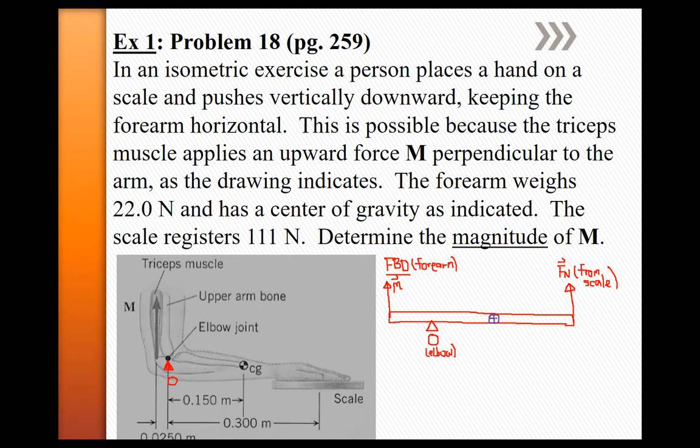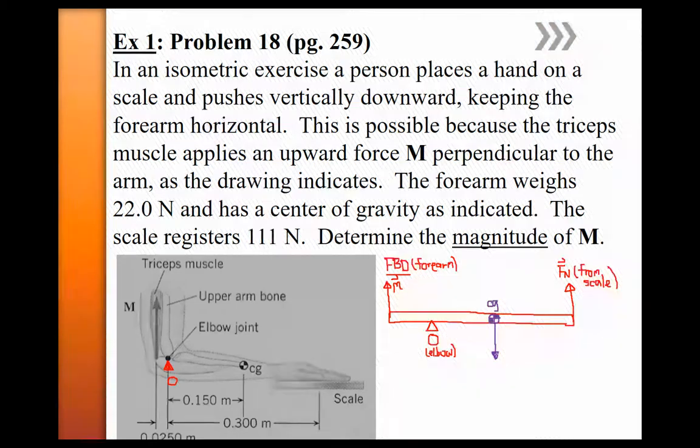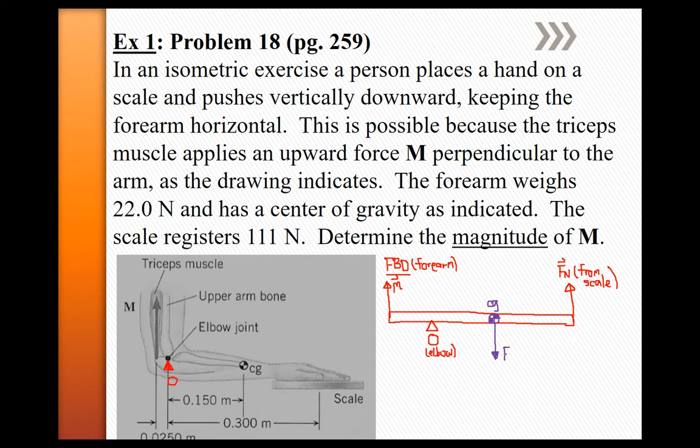Yeah, sorry, it's not directly at the center of this forearm, but it does show me in the picture where it's located. Okay, so that's CG, and then we could draw a force down, which we're going to call FG.